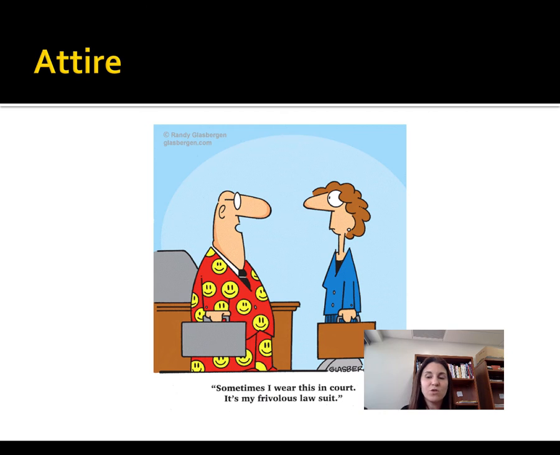In this class, you do not have to spend a lot of time thinking about attire. I don't need you to show up in a suit or anything like that. Keep it classy but comfortable. And you are students presenting to other students, so your everyday attire will be more than sufficient.